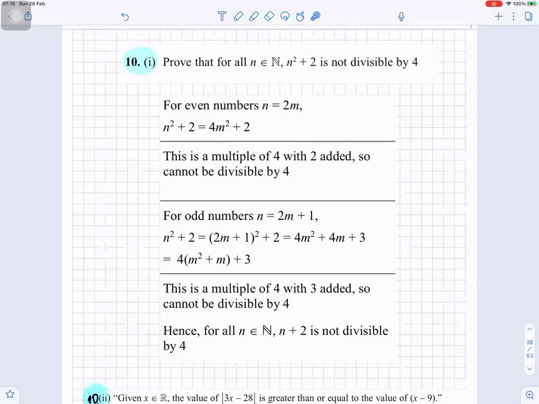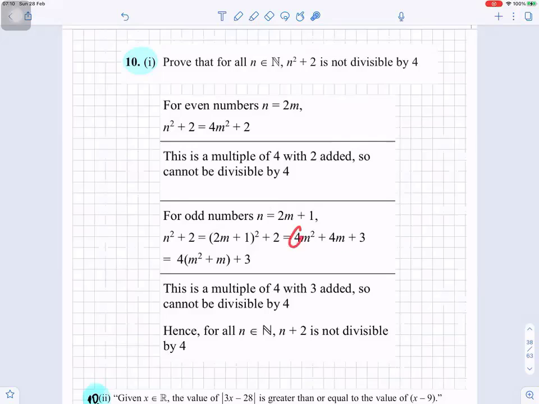Now you try with an odd number, because we've done it with an even number. We try with an odd number. An odd number is 2 times m plus 1, because 2 times m is an even number, and when you add 1 to an even number, you get an odd number. So 2m plus 1 is an odd number. So we would use (2m plus 1) squared, put it there, (2m plus 1) squared plus 2. And that will give us 4m squared plus 4m plus 3.